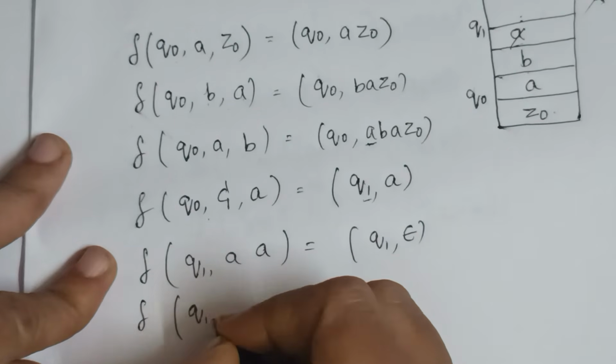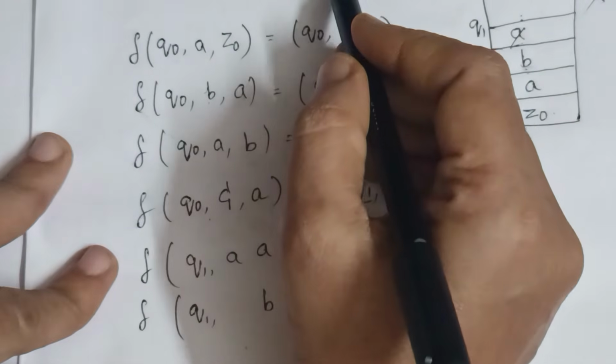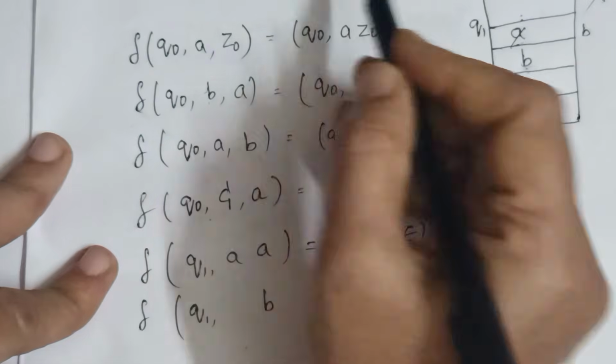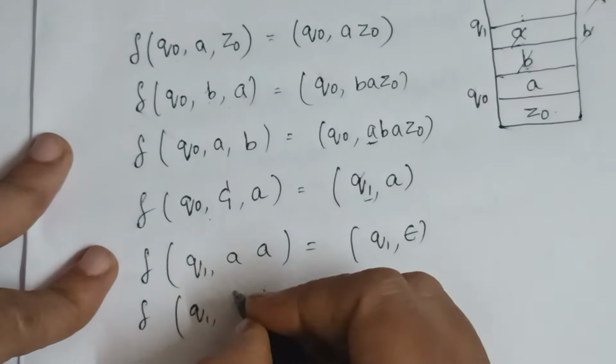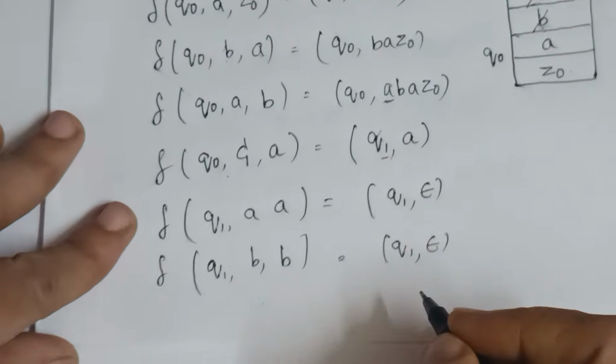So Q1, now top of the stack is B. What should I push? B, right? Top of the stack is B. I am pushing B, it will be popped out. Hence, we will get the state Q1 comma epsilon.